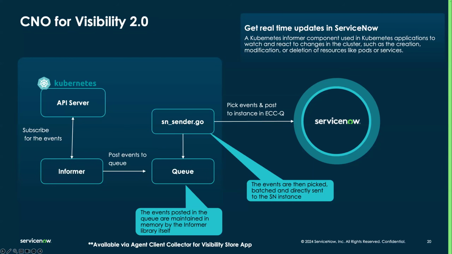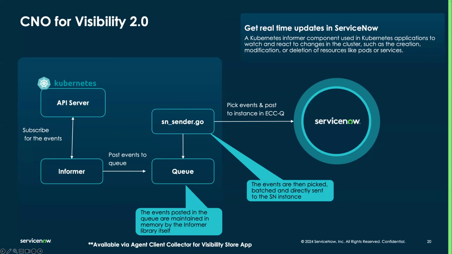What will happen is that the informer will subscribe for the events to the API server inside the Kubernetes cluster. We'll send the events to the queue, and then we'll have the sender that will be picking up events and posting them into the ECC queue. So this allows to have a constant, continuous discovery of this environment.